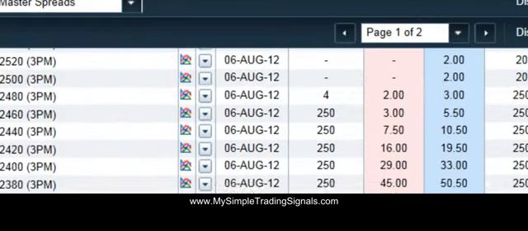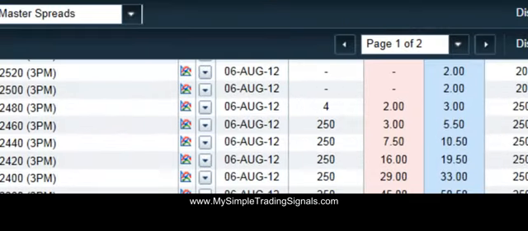So Nadex, they do work on a commission basis rather than hoping that a whole bunch of people lose their money. So Nadex takes I think it's 90 cents or $1 for every trade that you place. On your entry, they'll take $1 for every contract. When you exit, they'll take $1. If the trade expires at 0, they will not charge you a commission.